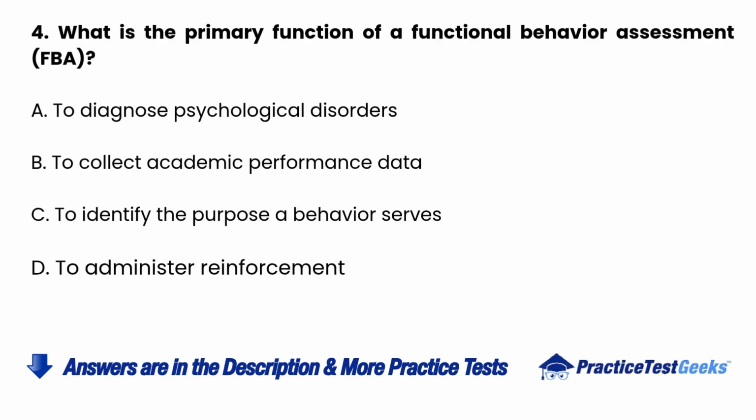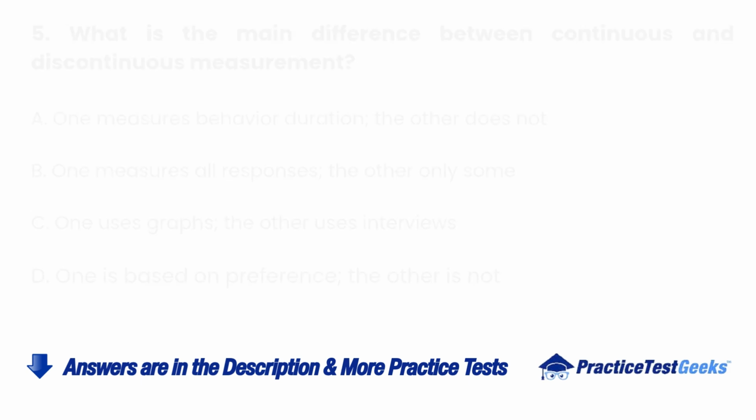4. What is the primary function of a functional behavior assessment (FBA)? A. To diagnose psychological disorders. B. To collect academic performance data. C. To identify the purpose a behavior serves. D. To administer reinforcement.